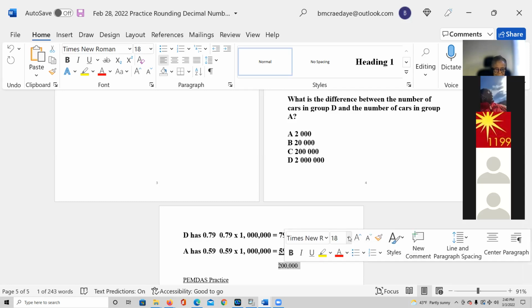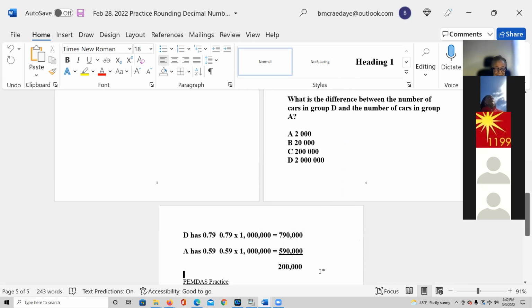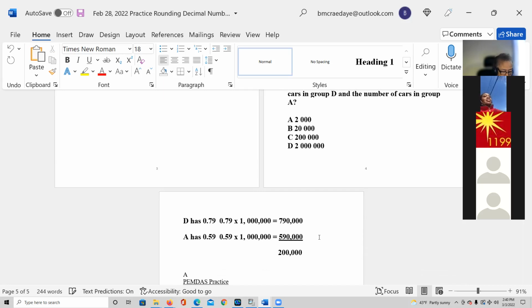You have to be careful when you're looking at tables, how it's defined, because that was in millions. So you have to convert the decimal to hundreds of thousands. So you get 200,000 as your difference. And so that would be answer C.